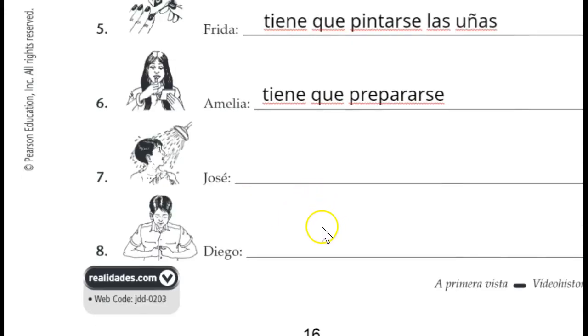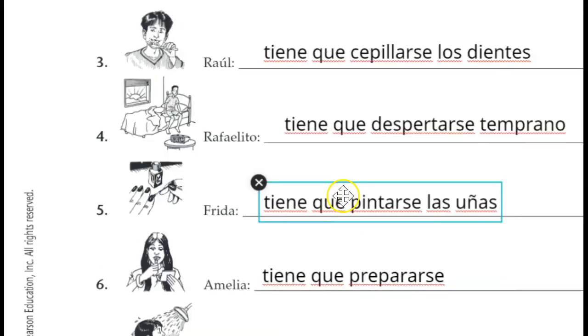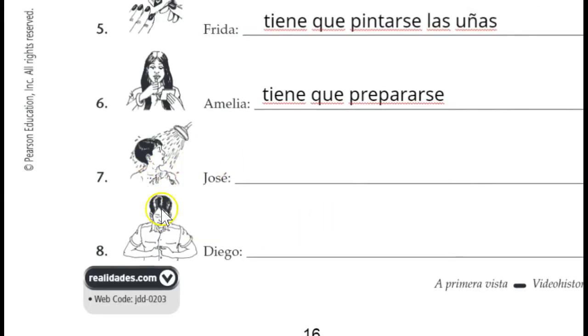I'll let you do 7 and 8. I give you guys a lot of the answers here. You can do 7 and 8. Taking a shower and then getting dressed, right? That would be vestirse. Vestirse, to get dressed. So go ahead and do that on your own.